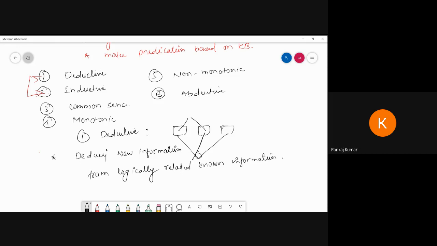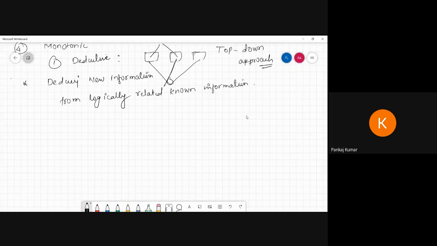Logically related known information. So that means you already know the predicate is true and the premises are true, so the conclusion is true. हमें सब कुछ पता है कि भाई सब कुछ ट्रू है तो फिर कंक्लूजन भी तो ट्रू ही होगा. So that is the meaning of deductive. So that is called the top down approach. So don't be confused, top down approach. So next one we can say is inductive.